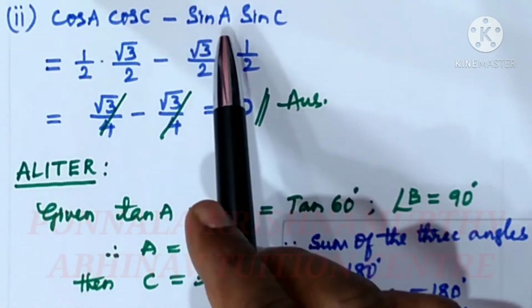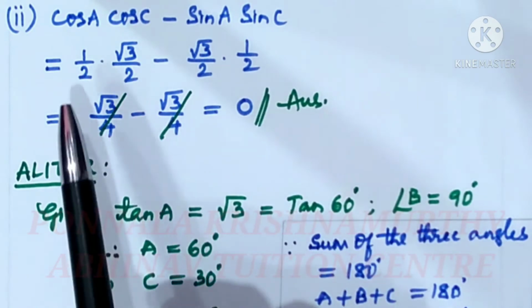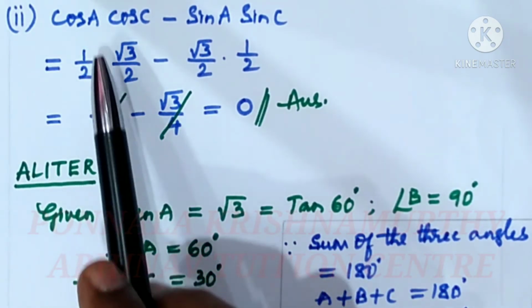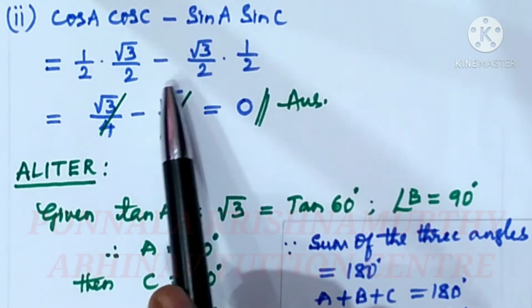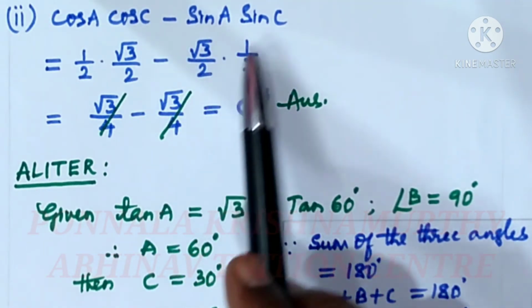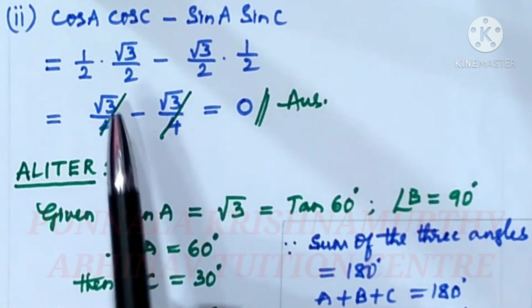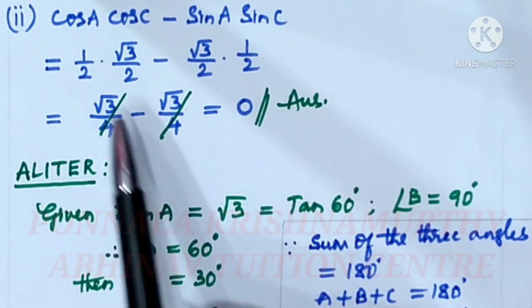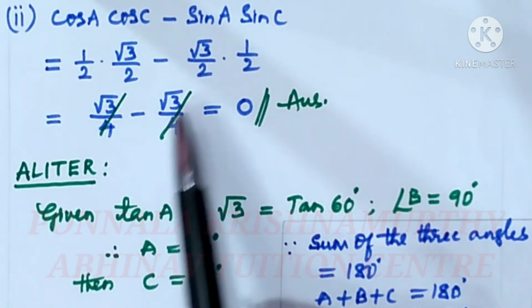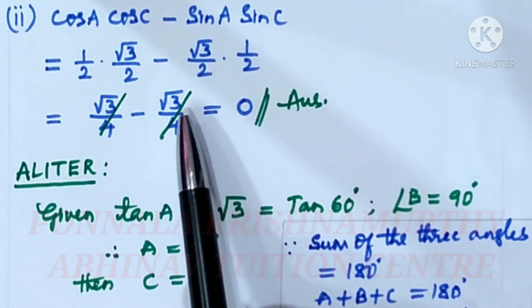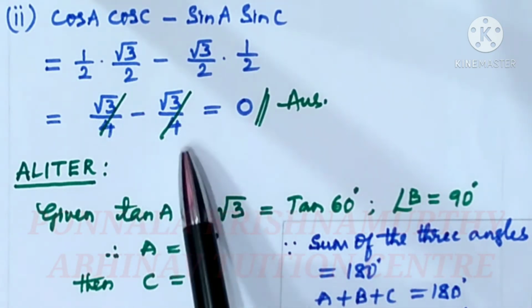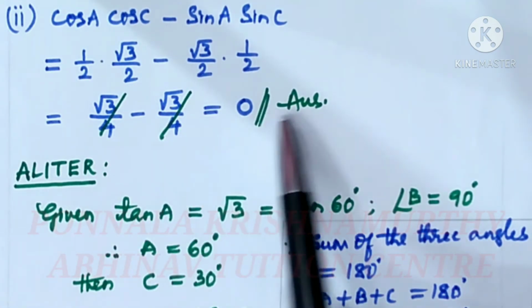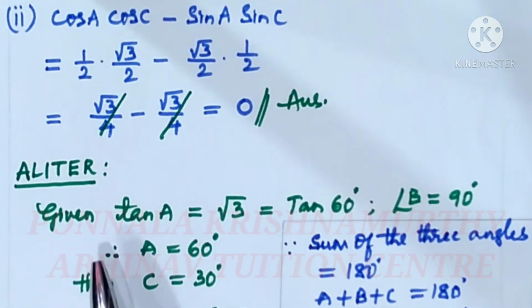Cos A cos C minus sin A sin C. That is equal to cos A is 1 by 2 and cos C is root 3 by 2, minus sin A is root 3 by 2, sin C is 1 by 2. 1 into root 3 by 2 2s are 4, minus root 3 into 1 is root 3 by 2 2s are 4. Root 3 by 4 minus root 3 by 4. Cancel, 0, answer. All right.